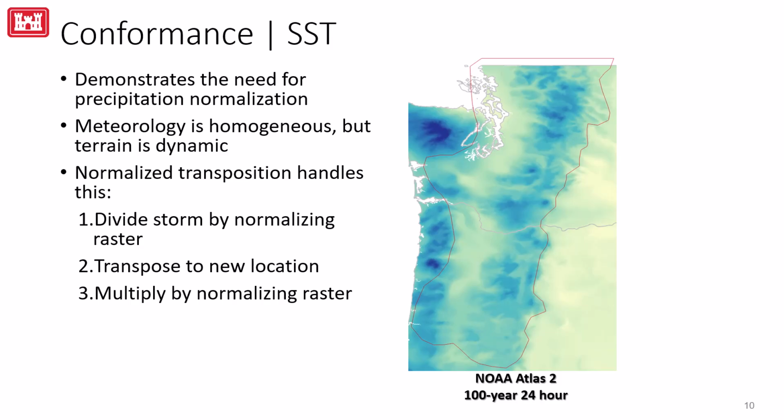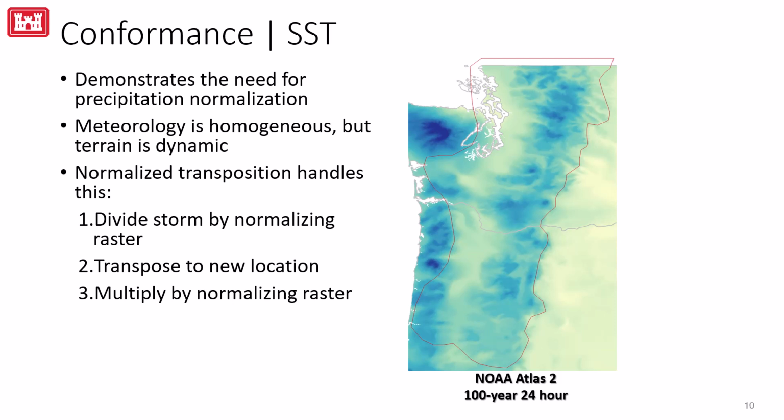Specifically within the upper portion of the watershed, orographic effects result in lots of precipitation falling from the sky, while the lower elevations receive less precipitation, typically. To account for this, a normalization raster was used when transposing each storm event. In this application, the NOAA Atlas II 1% AEP 24-hour duration map of precipitation depths was used as the normalization raster. First, the sampled storm was normalized into probability space using this raster.